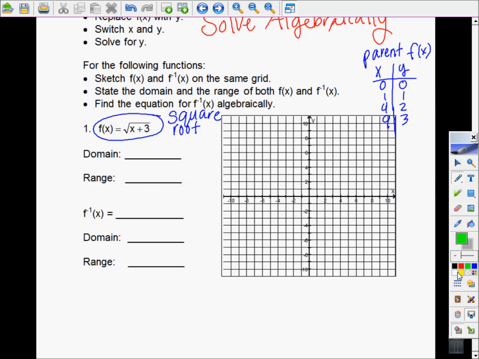So (0, 0) is being moved to (-3, 0). Alright. (1, 1) is being moved to (-2, 1). Is that right? Yeah. Alright. (4, 2) is being moved to (1, 2). And (9, 3) is being moved to (6, 3). And that is my new function that will go on forever, right?